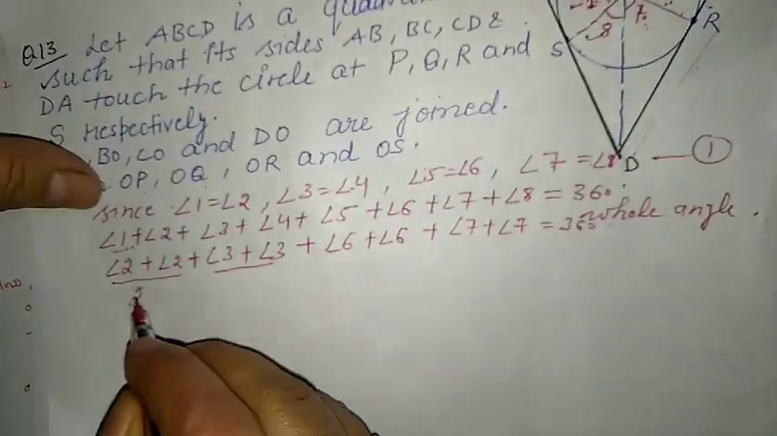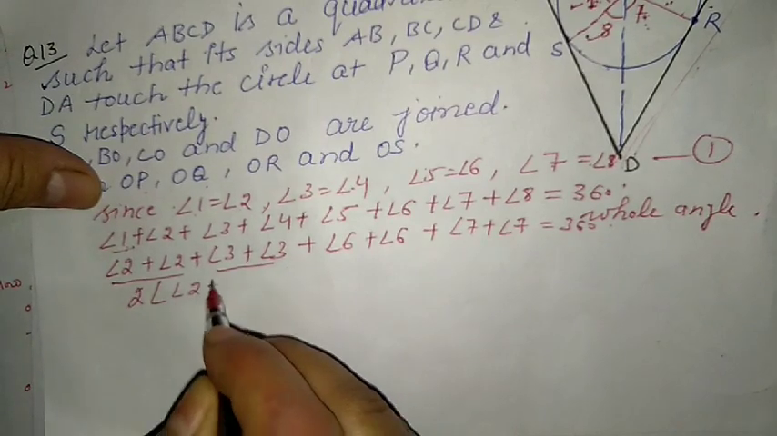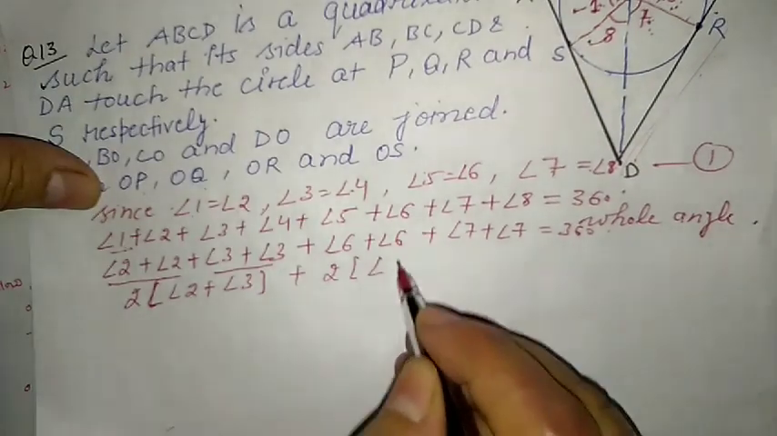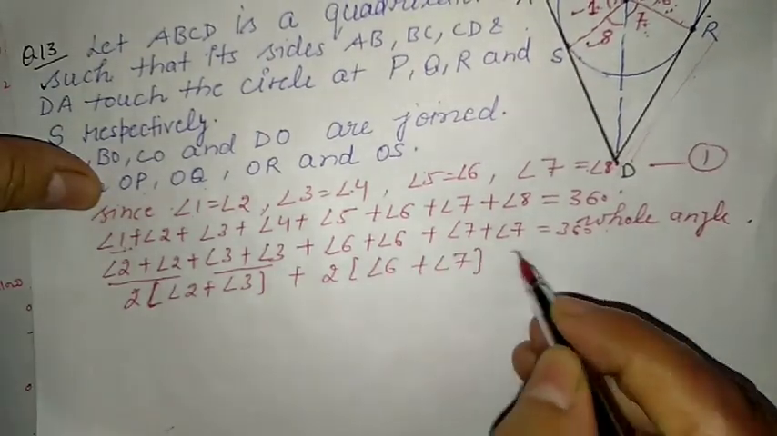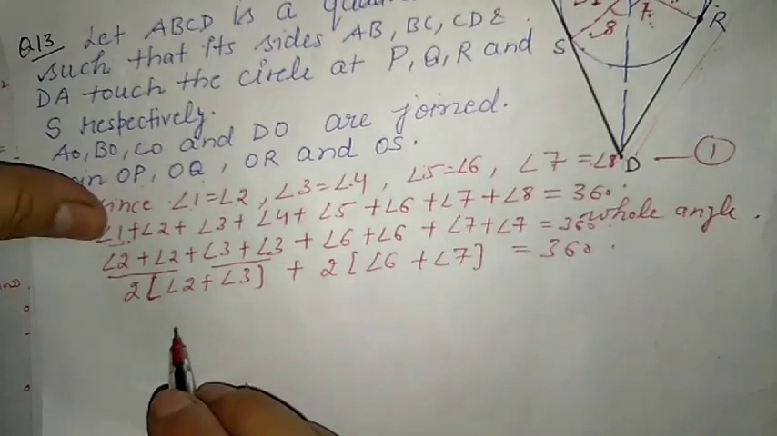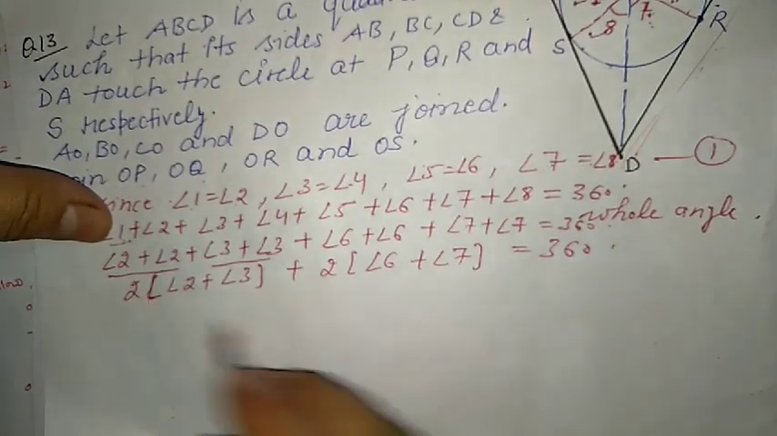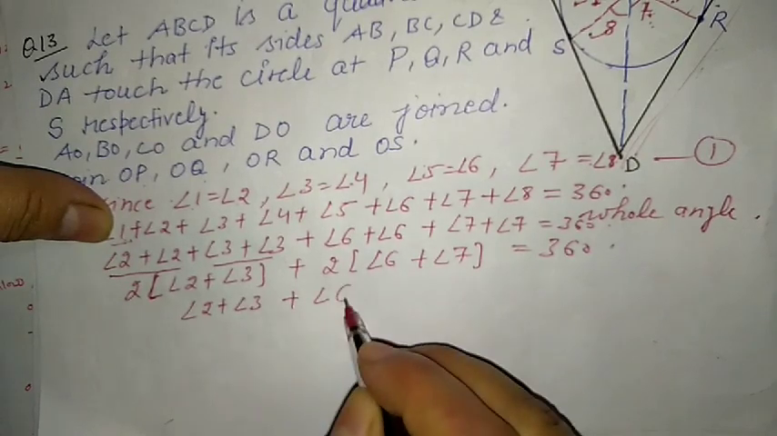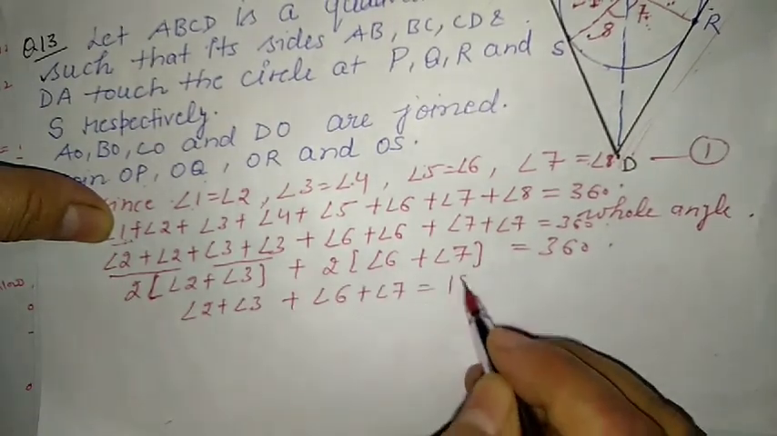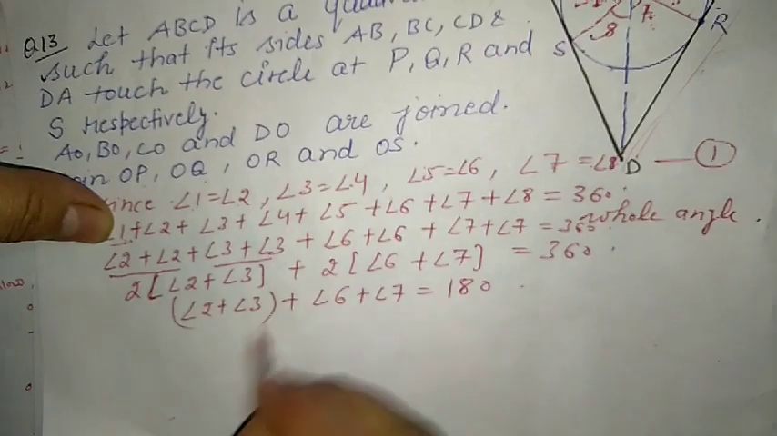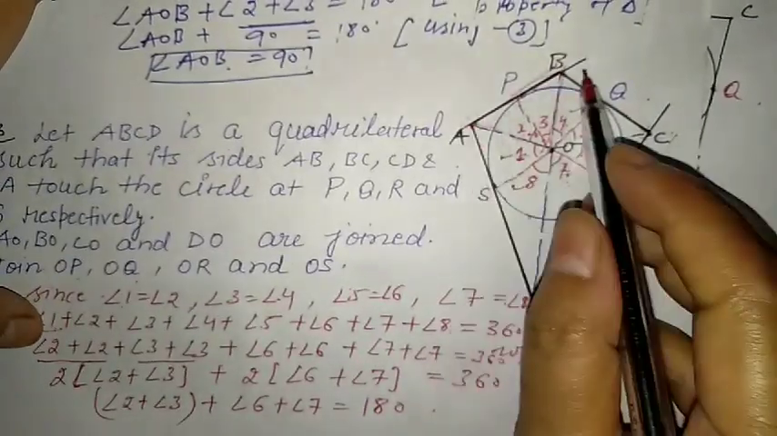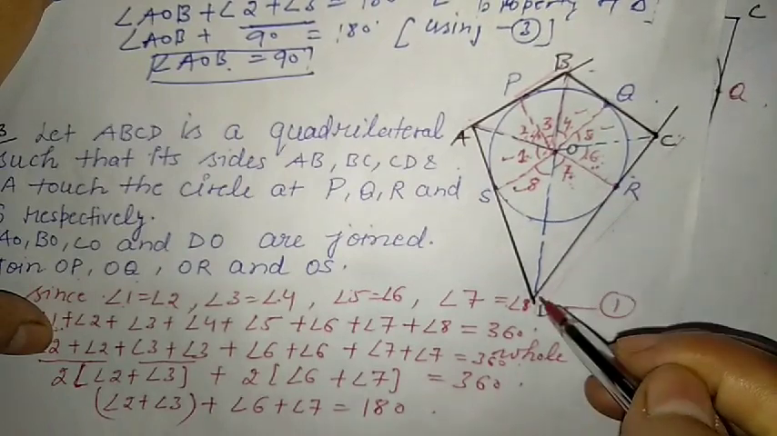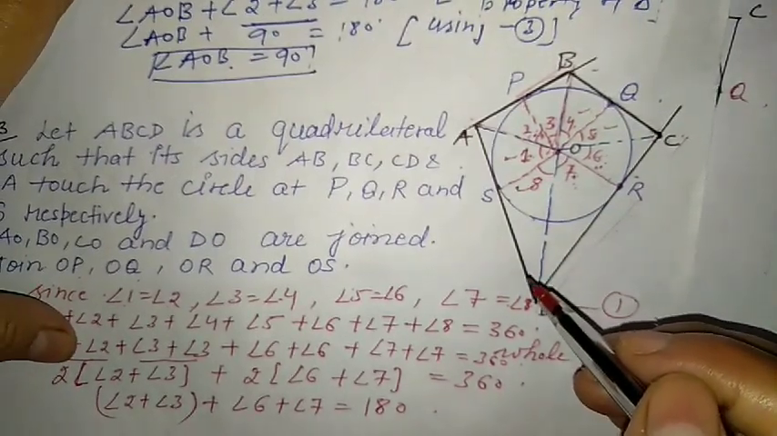So here we can take twice of angle 2 plus angle 3 plus twice of angle 6 plus angle 7 is equals to 360 degree. So 2 can be taken common: angle 2 plus angle 3 plus angle 6 plus angle 7 is equals to 180 degree. So angle 2 ये हमारी AB साइड बनाती है एंगल 2 एट द सेंटर, और एंगल 7 और 6 कौन सी साइड बना रही है? CD, दैट इज द अपोजिट साइड.